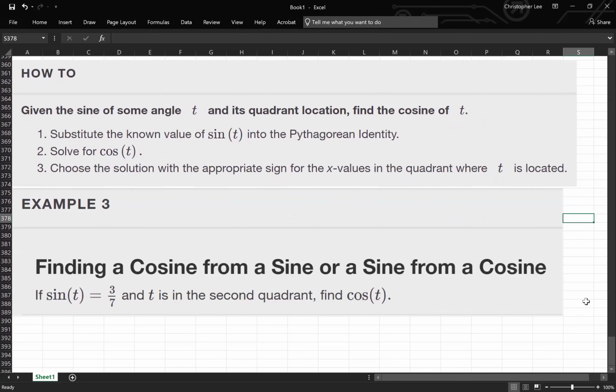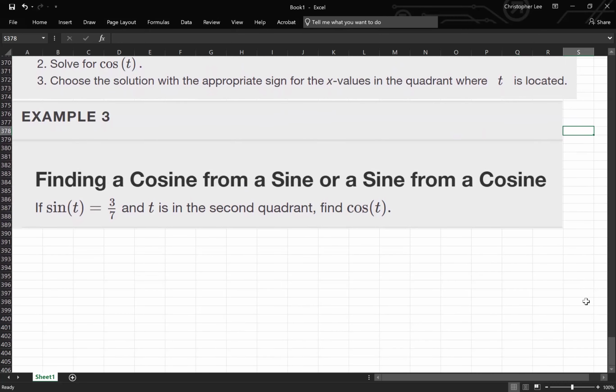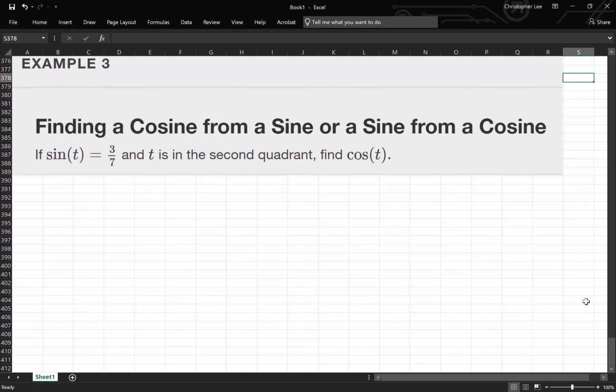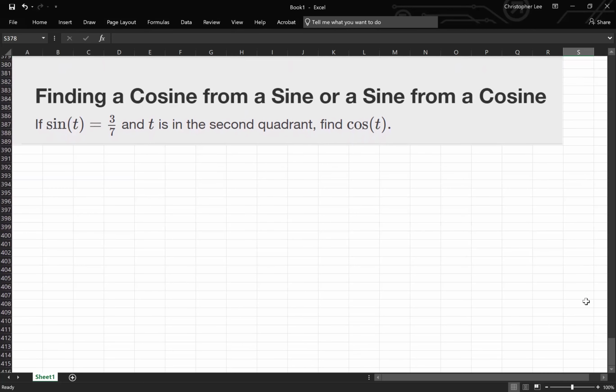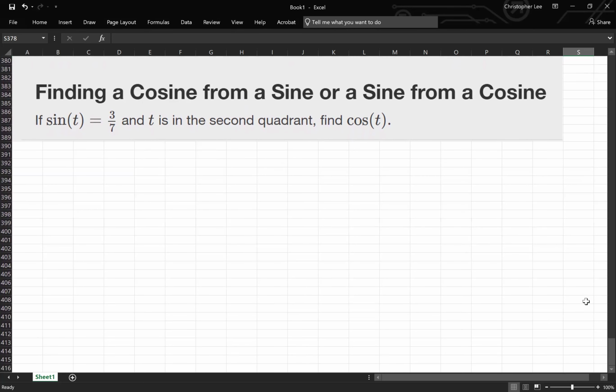So finding a cosine from a sine or a sine from a cosine. If sine of t is equal to 3 over 7 and t is in the second quadrant, find cosine of t. All right, let's take a look. So t is in the second quadrant, right? So here we go.